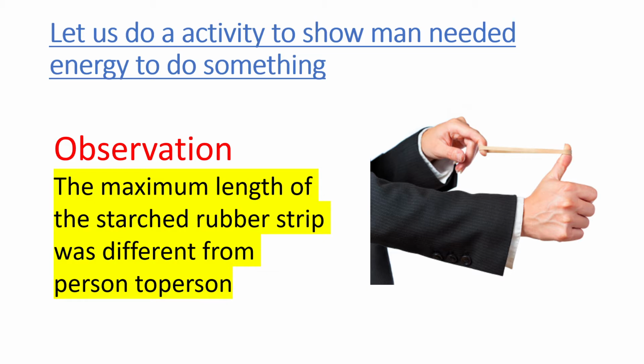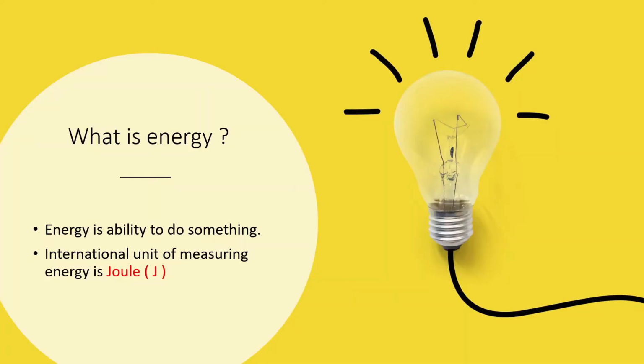Okay. So let's see. What is energy? Energy is the ability to do something. So in the previous activity we talked about energy. The international unit of measuring energy is the joule.